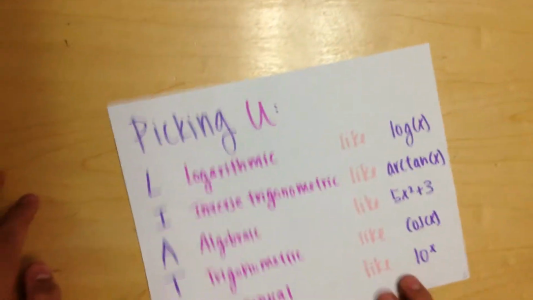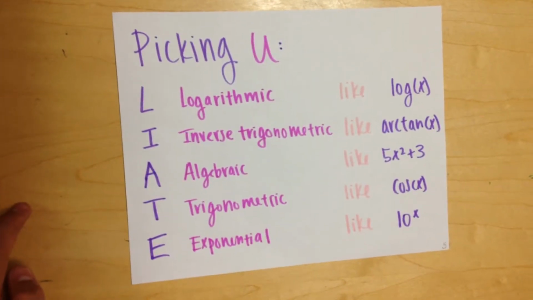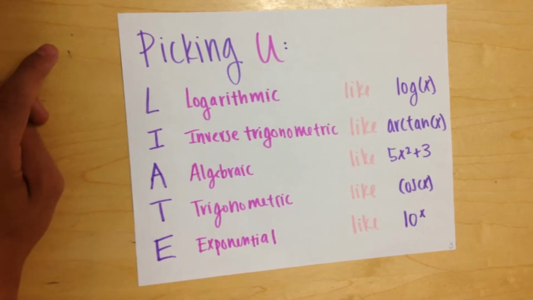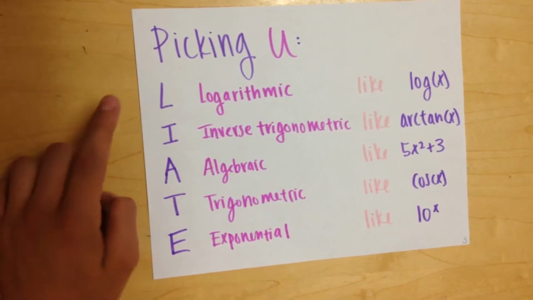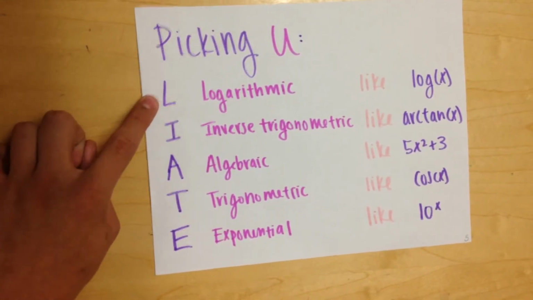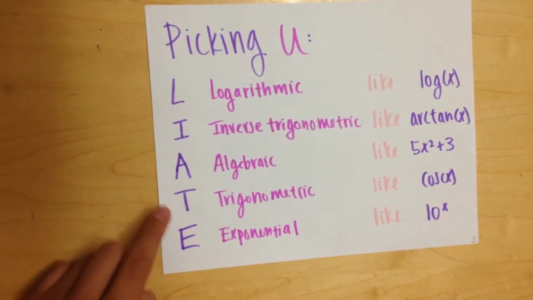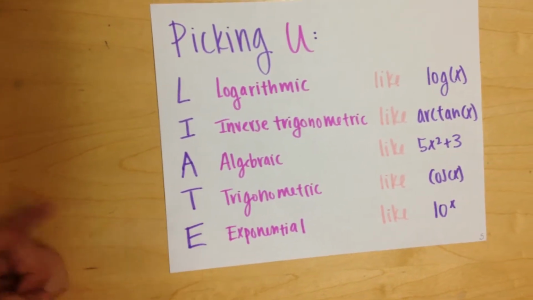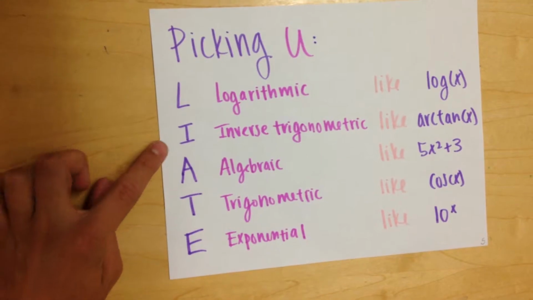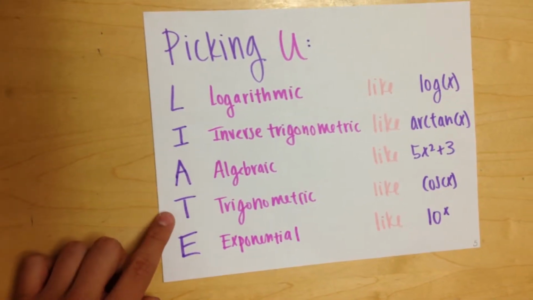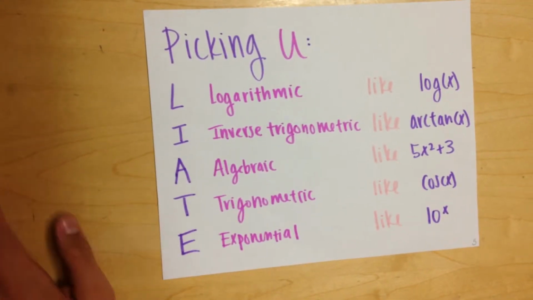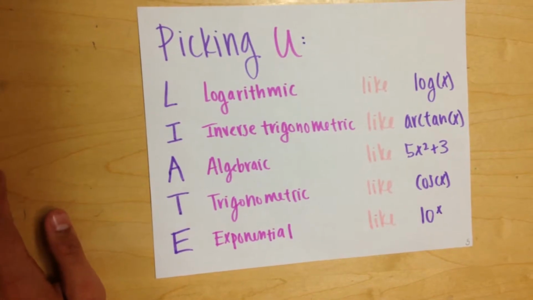But first, you must find u and dv. One way to do this is to remember the acronym LIATE: L for logarithmic, I for inverse trig, A for algebra, T for trig, and E for exponential. Once u is found, finding dv is easy. It is whatever function is left over.